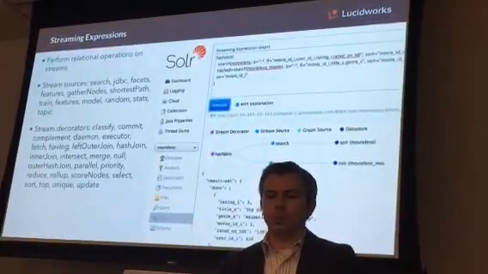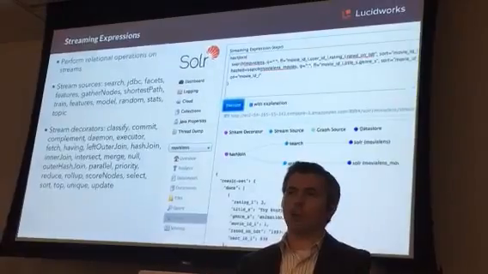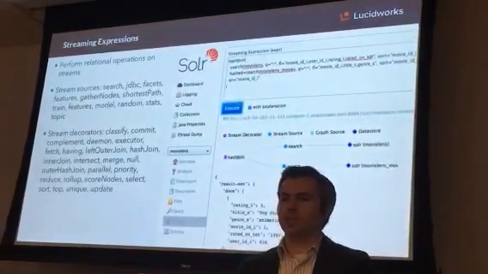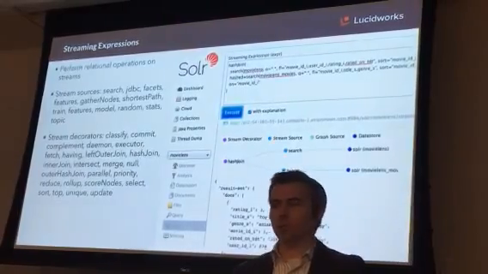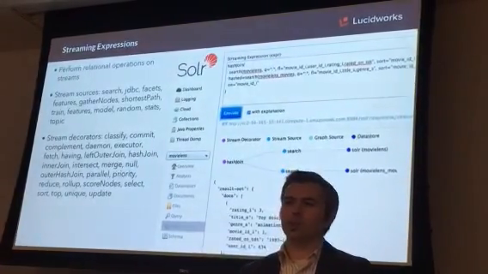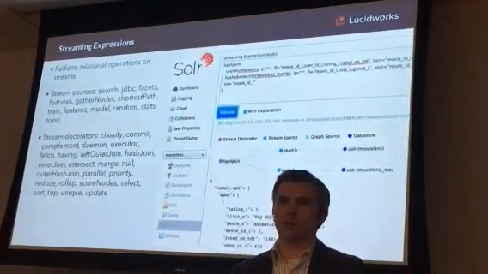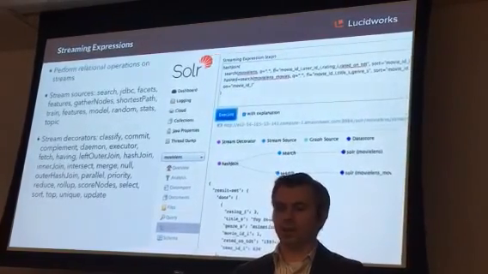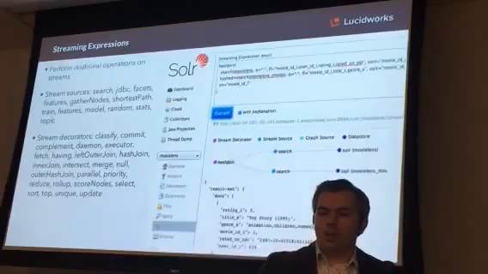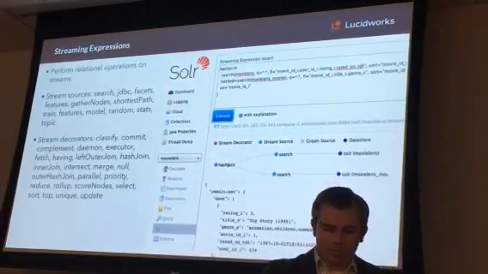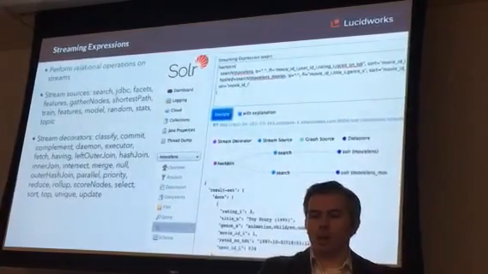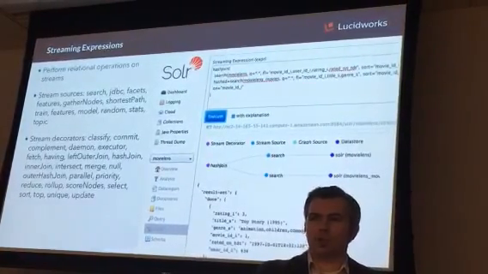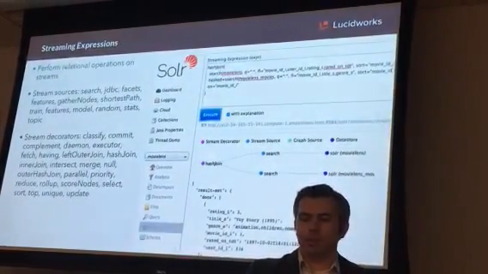Stream sources can be a search: I run a query and I stream the values that are the result of that query. Facets, where I'm doing an aggregation of values from a field. Features, which is something used as part of training a machine learning model. Gather nodes is used for graph traversals. Shortest path is graph traversals. And then train, features and model are all based upon building machine learning models. And then topic allows you to subscribe, kind of a pub-sub kind of thing.